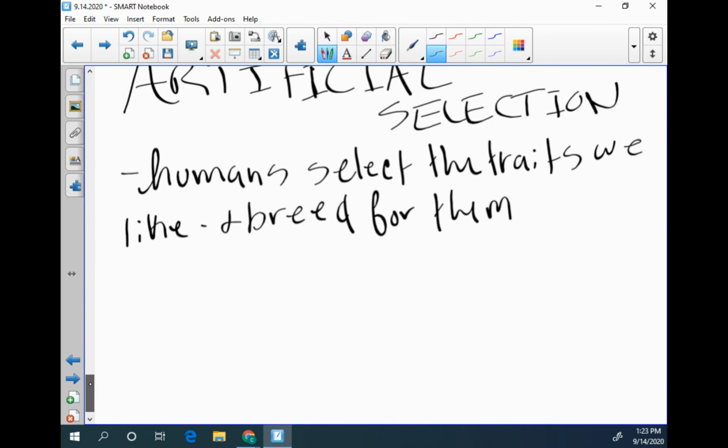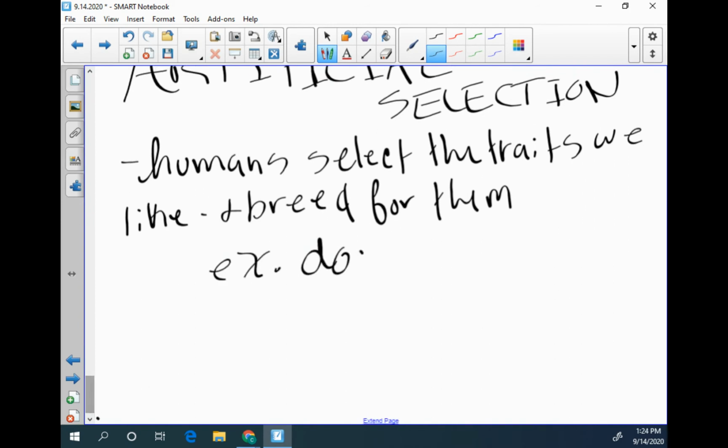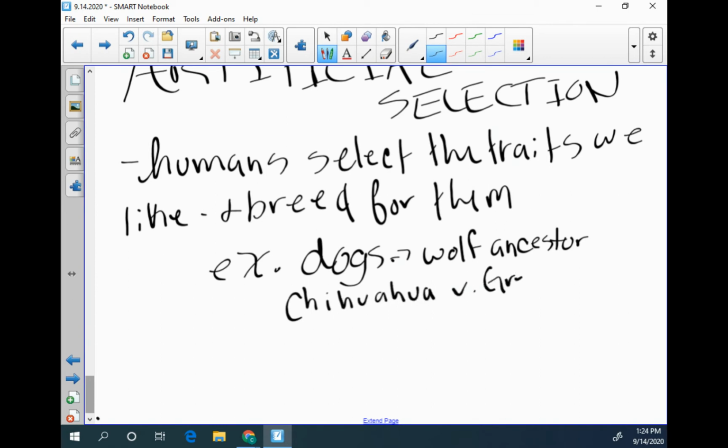Couple examples. Dogs, right? Dogs all come from wolves. They have a wolf ancestor. But we were able to get both Chihuahuas and Great Danes. Because somebody took some wolves and they bred the smallest ones, and they took those and they bred the smallest ones. They took those and they bred the smallest ones until eventually you get the little yappy guys. I'll bite your ankles. Meanwhile, other people took those wolves, took them in, bred the biggest ones, and they bred the biggest ones, and they bred the biggest ones until you got your Great Danes.